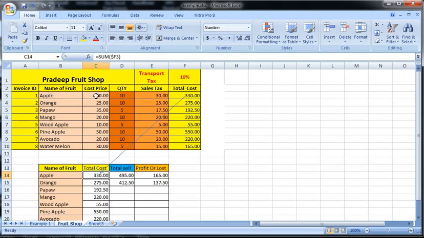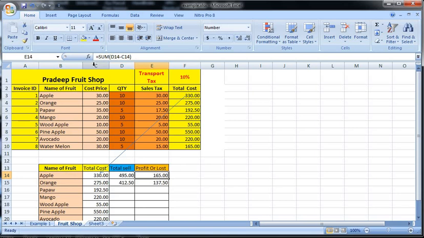I happen to bring apples, 10 quantities at the rate of 30 rupees, and a tax of 30 added to it, it's 330. So 330 I have, that's my total cost. Now once I have sold this with 50% on the cost, I have got 495. Now what's my profit? Am I getting a profit or a loss?